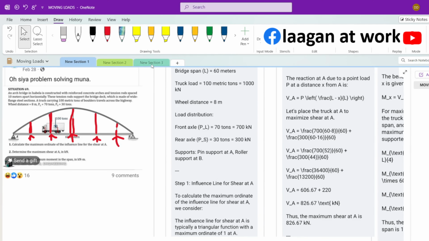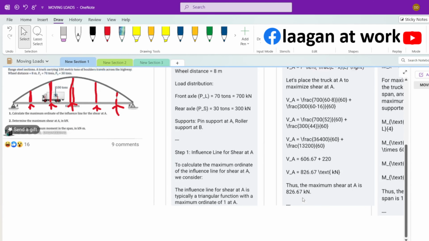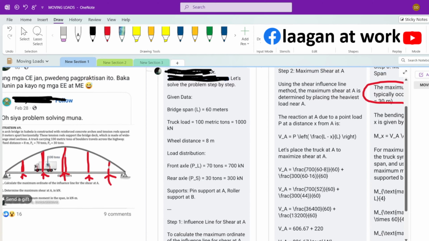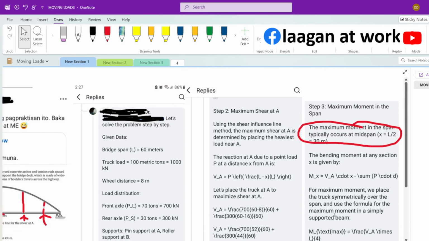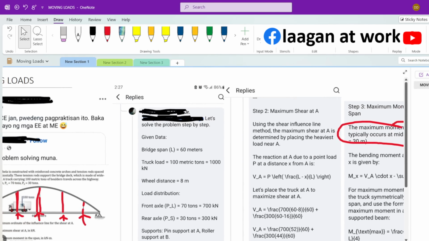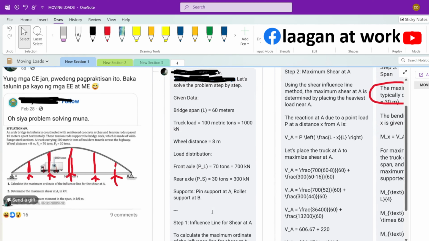Now, the first answer here is correct. The maximum ordinate for shear at A is 1. Now, what catches my attention was his calculation for questions number 2 and 3. The question for number 2 is: determine the maximum shear at A in kilonewton.